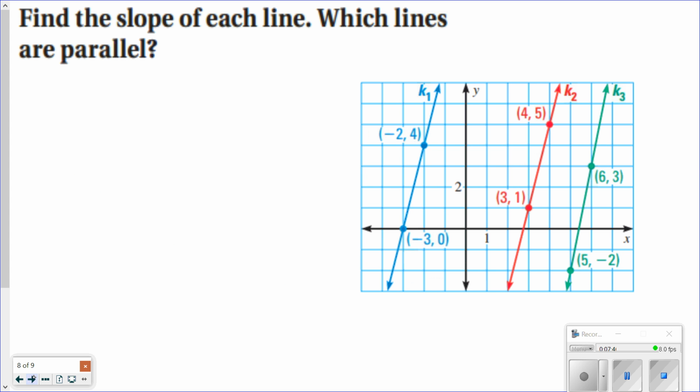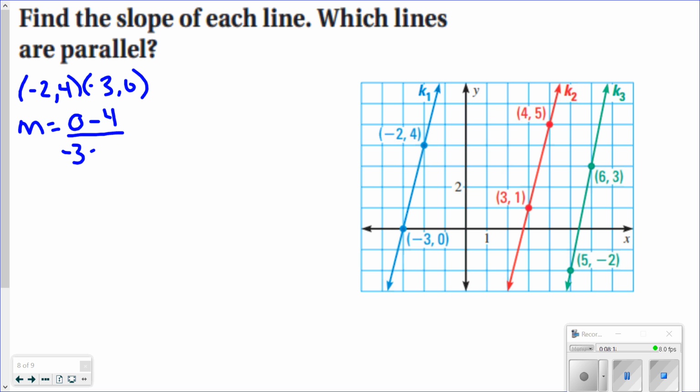All right, next let's find the slopes of each line and then which lines are parallel. So let's start with the blue line. The coordinates on the blue line, I have (-2, 4) and (-3, 0). Let's find the slope here. So m is equal to 0 minus 4 divided by -3 minus a -2.